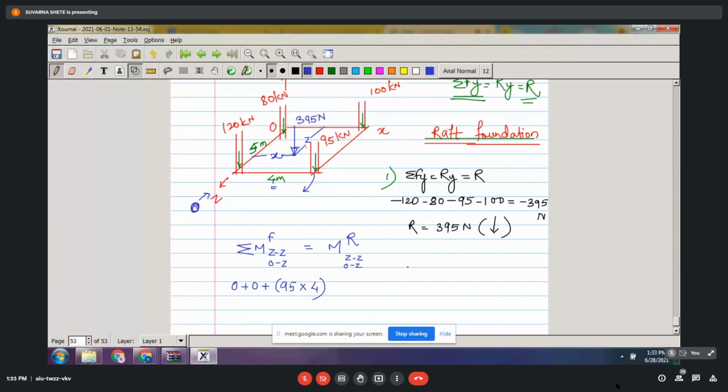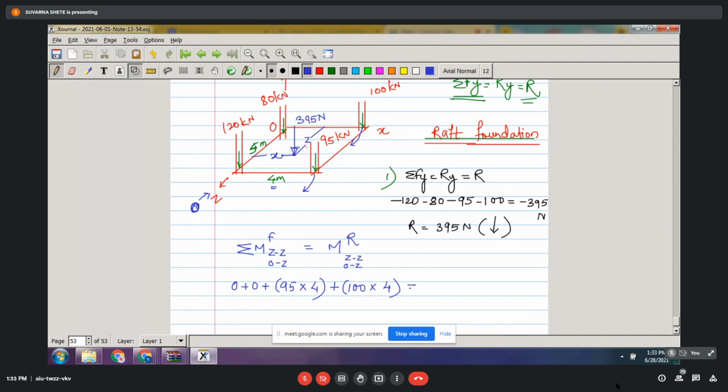Is it clear to all? Okay. Next is 100 kilonewton. About this OZ axis, will my 100 kilonewton also try to rotate in the clockwise sense? Yes. So it must be again plus, and it will be 100, and the moment arm is again the same 4 meters.